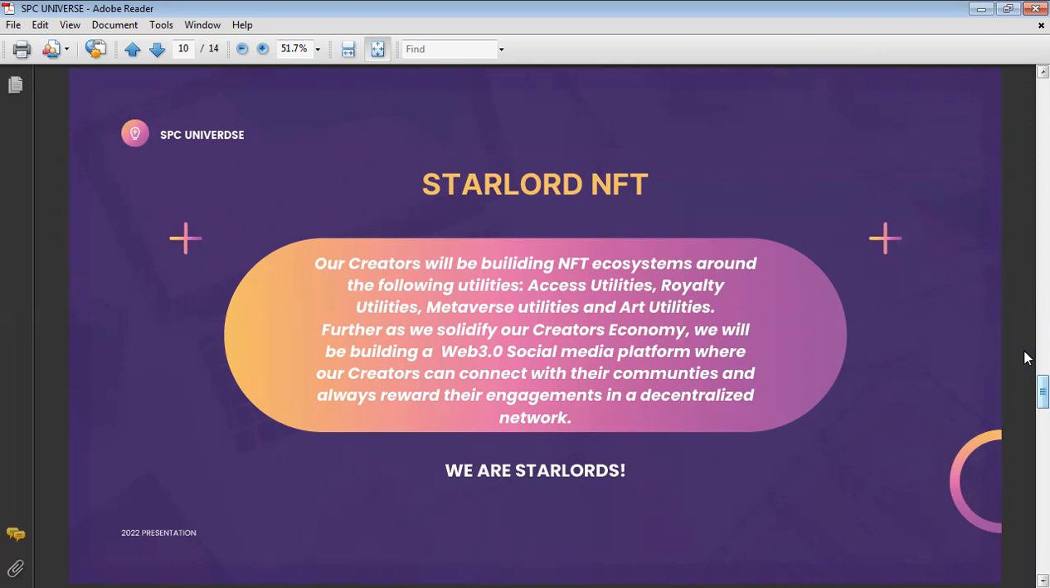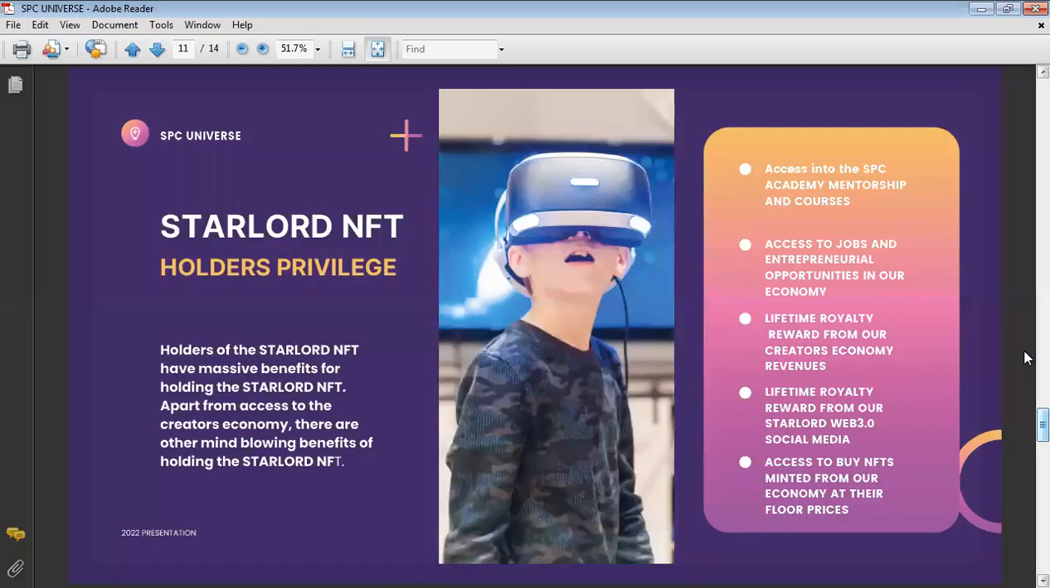Amazing and very powerful. Now you look at the Starlord NFT holder's privilege. What's the holder's privilege? Holding the Starlord NFT, what is my privilege?